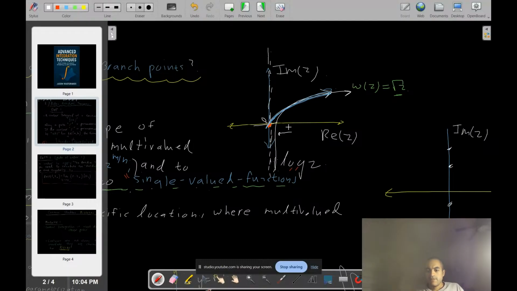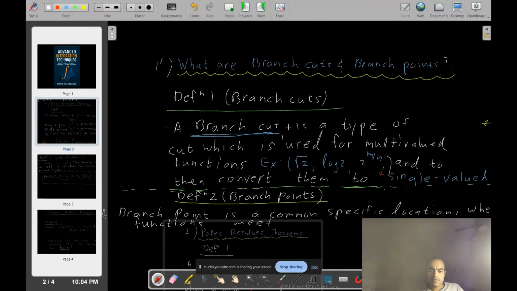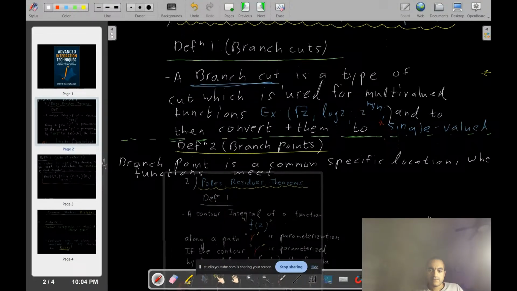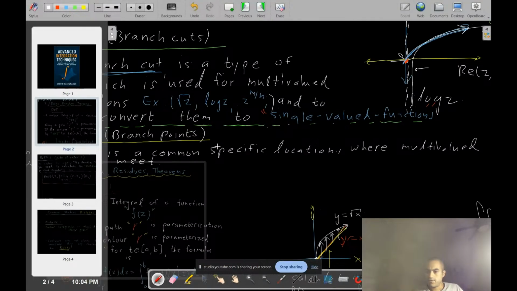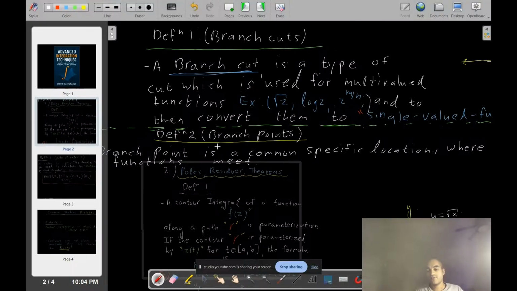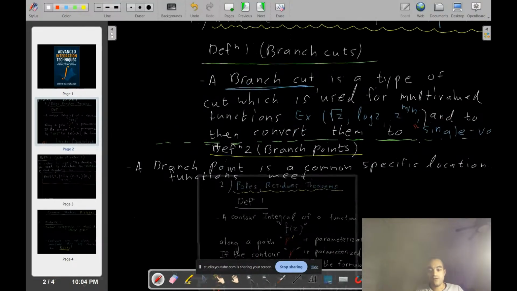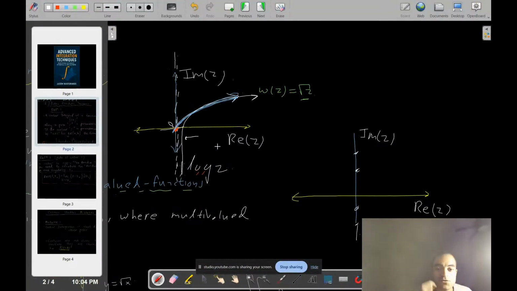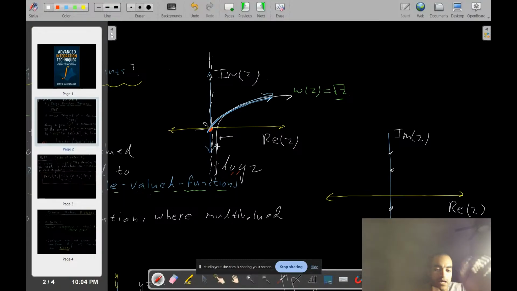Now, a branch cut. Let me see here, where are we? Yeah, branch points. A branch point is the common location where the multi-valued functions meet. So if you have W of Z equals root Z, I might use a better one instead of log Z, because log Z is not meeting at that point 0, 0 there. I want to make it better. My mistake, guys. Okay, so here's W of Z.